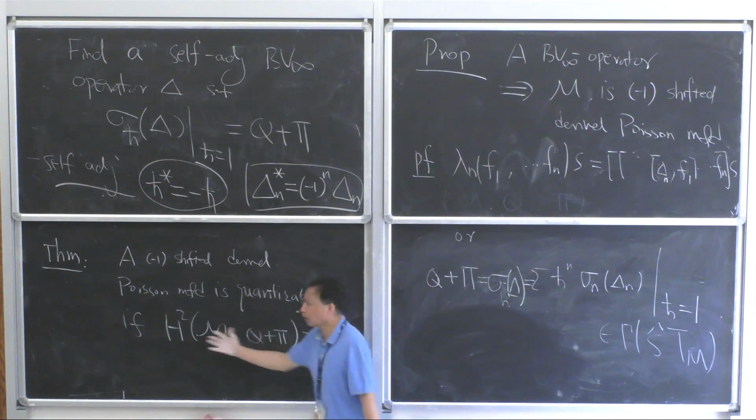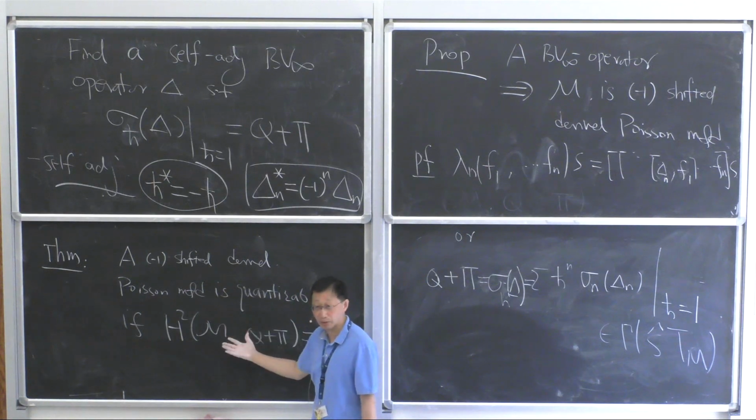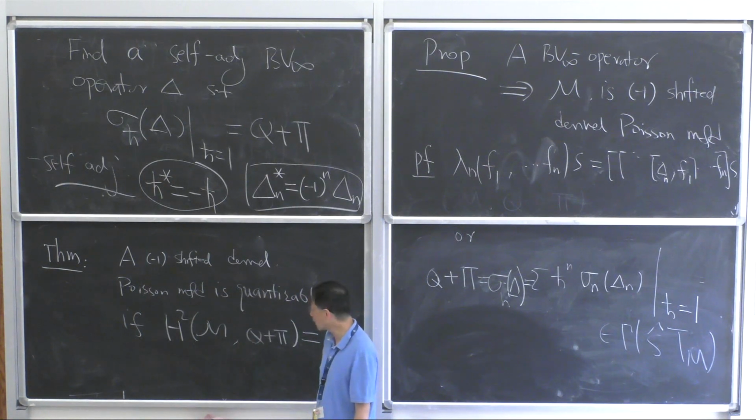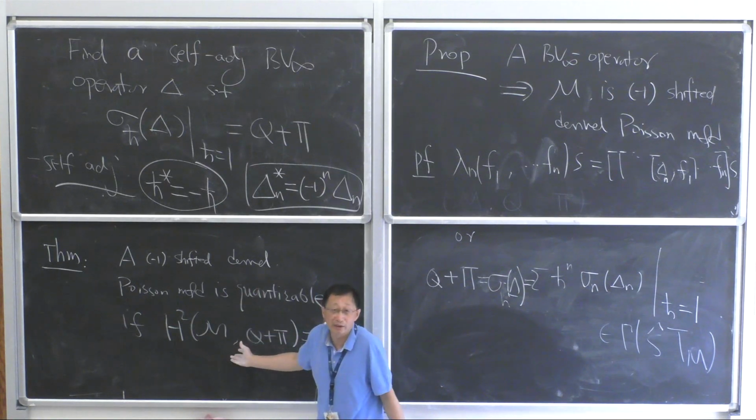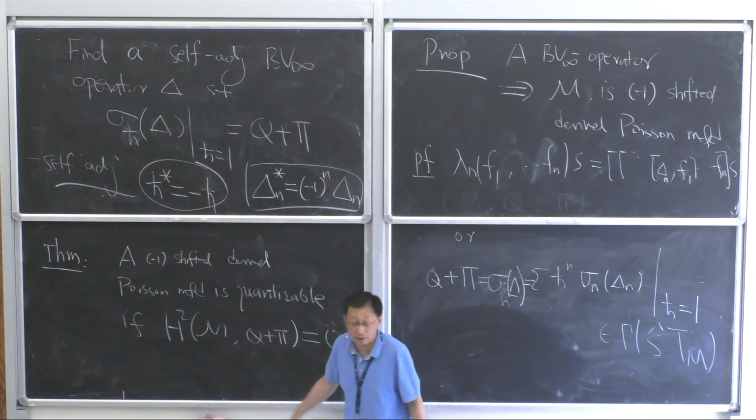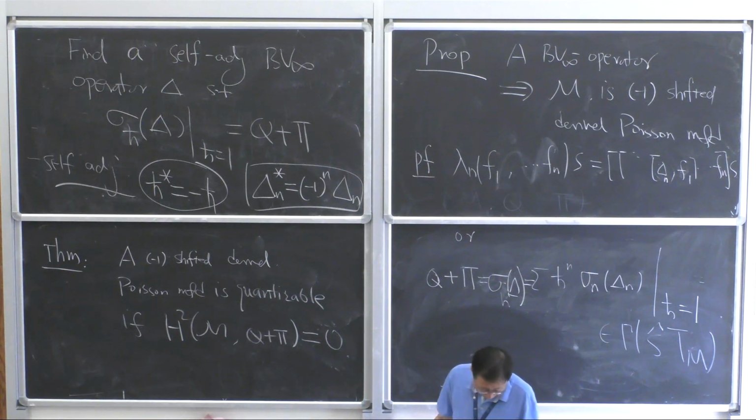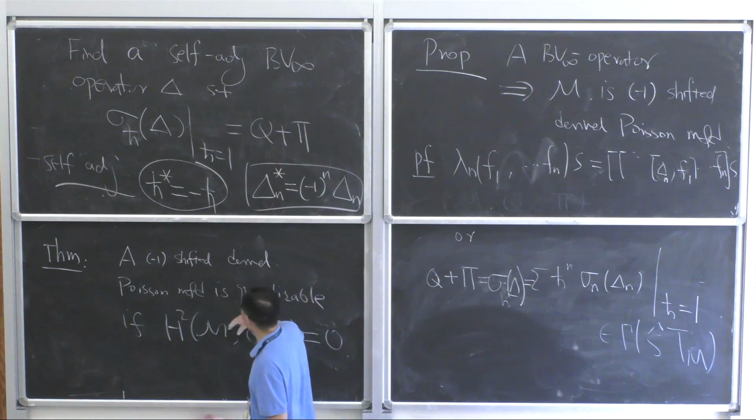So the Poisson cohomology, you can define, because here I have a Poisson bracket, using the bracket, Poisson cohomology. If this is equal to 0, then this is quantizable. But in most of the cases, this is never 0. So to prove this, what we did is, in fact, this guy.